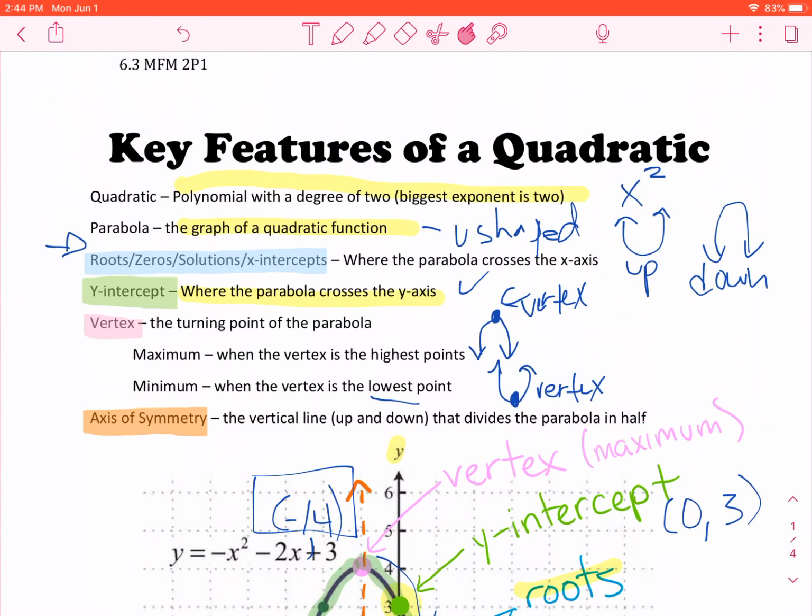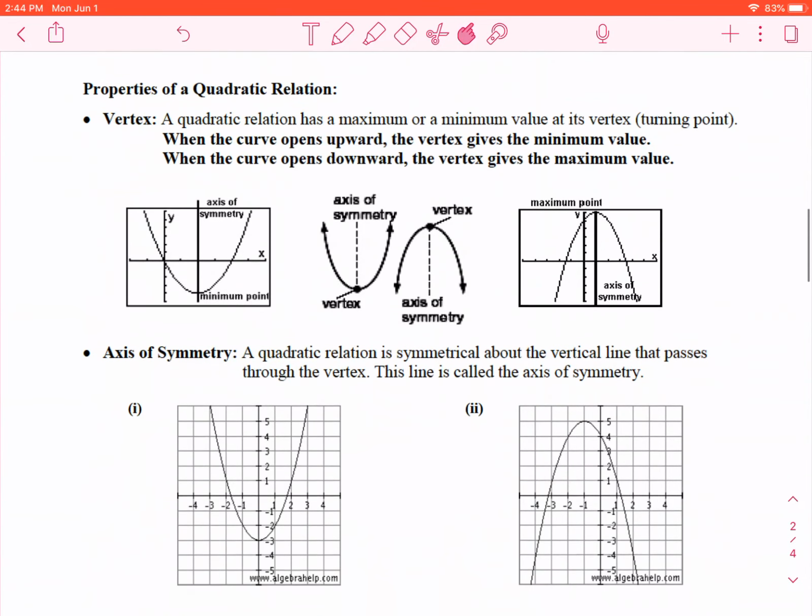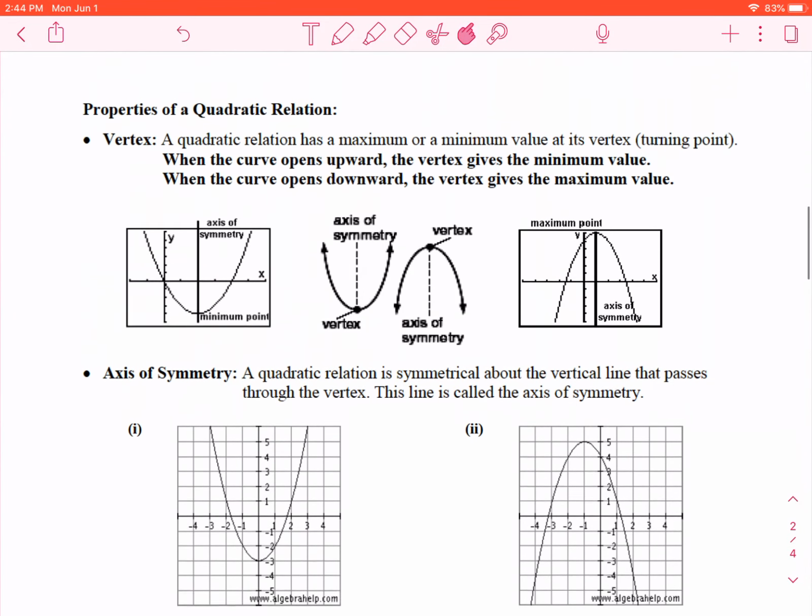Okay, so yes, there are a couple of new terms, right? So roots, x-intercepts is the first term, y-intercept, again, where the graph crosses the y-axis. The third is a vertex, and then acknowledging when it could be a max or a minimum. And then the fourth would be axes of symmetry. So let's take a look at some of these examples.